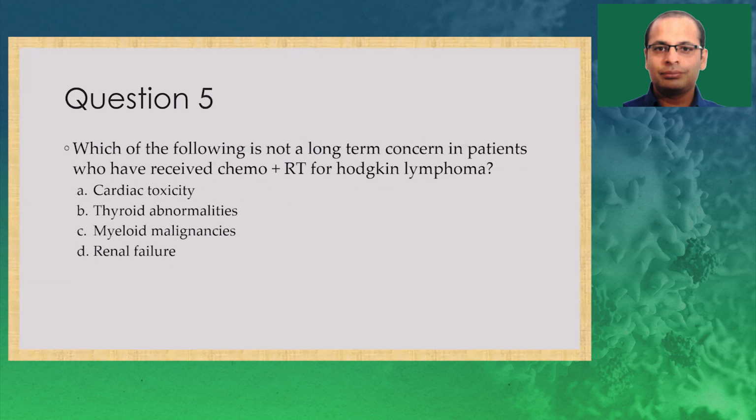Which of the following is not a long-term concern in patients who have received chemo and radiation for Hodgkin lymphoma? Cardiac toxicity, thyroid abnormalities, myeloid malignancy, or chronic renal failure. So all of you are writing renal failure, which is the correct answer.